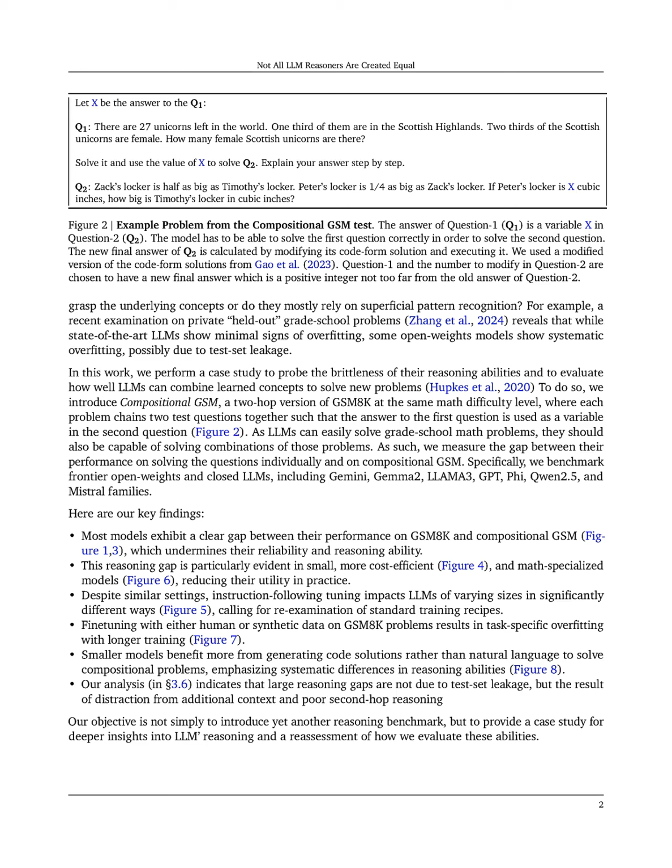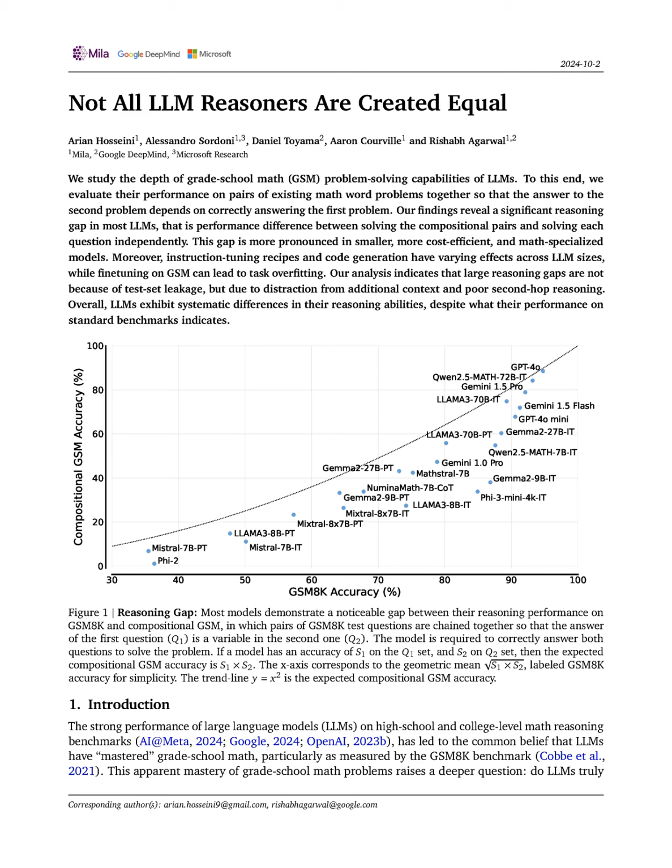The compositional GSM method aims to address the limitations of large language models, LLMs, in solving chained mathematical problems, specifically by evaluating their ability to combine learned concepts to solve new problems. This method challenges the existing assumption that LLMs have mastered grade school math by revealing a significant reasoning gap between their performance on standard GSM 8K problems and the more complex compositional tasks.